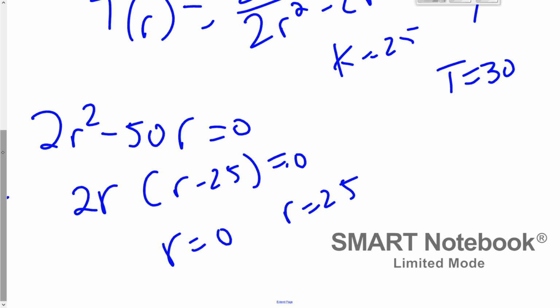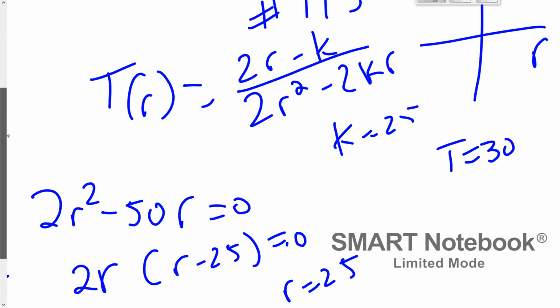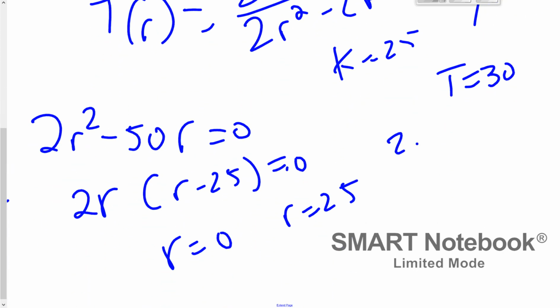We can check the top, see if we have a hole somewhere, and it's 2r minus k, so that is 2r minus 25. And so there, we don't have a common factor, right? Because it's 2r minus 12.5, right? So no common factors, so we can't cancel out. So r equals 0 is a vertical asymptote, and r equals 25 is a vertical asymptote.